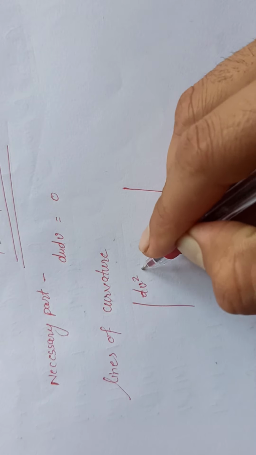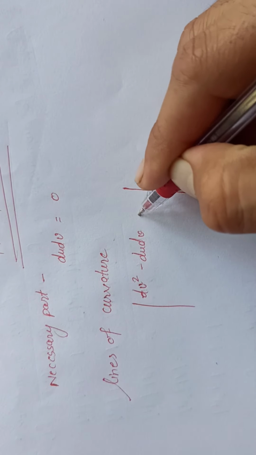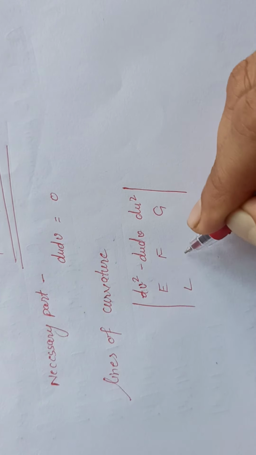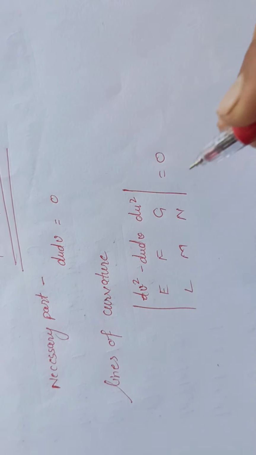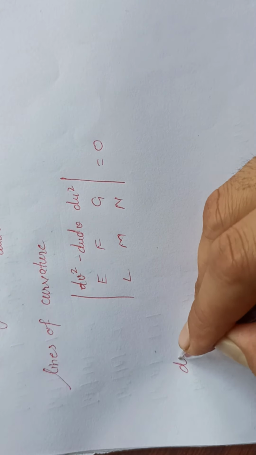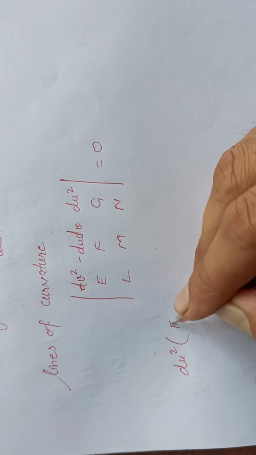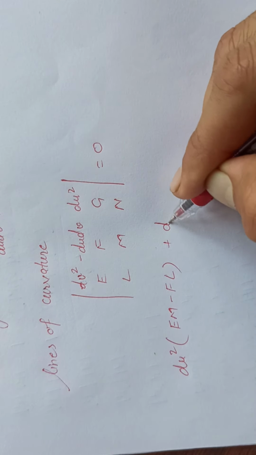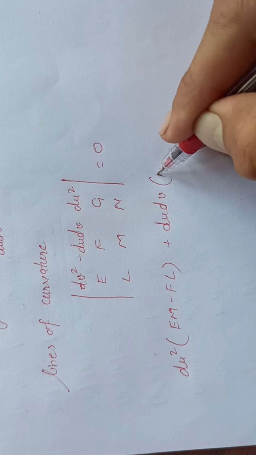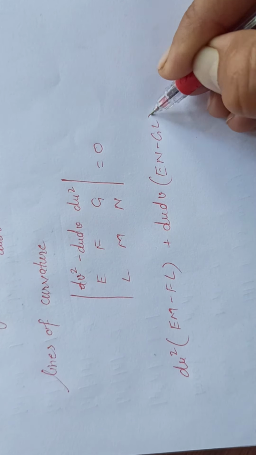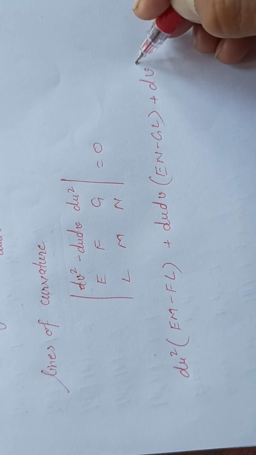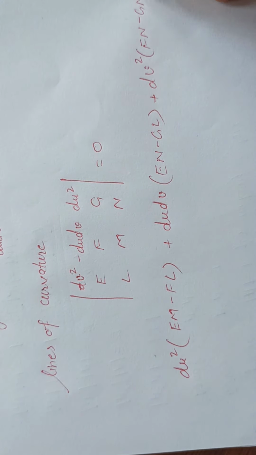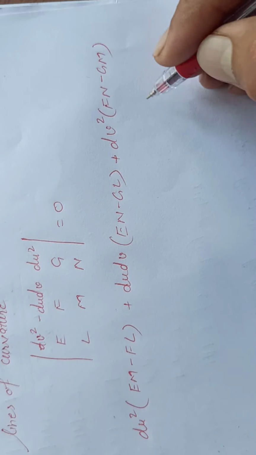the determinant with rows dv square, minus du dv, du square; E F G; L M N, is equal to 0, or du square into (EM minus FL) plus du dv into (EN minus GL) plus dv square into (FN minus GM) is equal to 0.